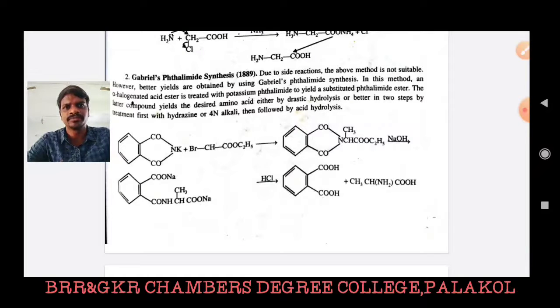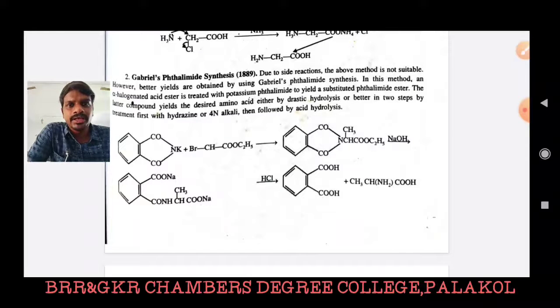In this method, an alpha halogenated acid or acid ester is treated with potassium phthalimide. Here the amino group is introduced to the carboxylic acid chain as a phthalimide, students. In the previous method, the nitrogen containing system is introduced as ammonia, so that we get side reactions. But here the nitrogen containing system is introduced as a phthalimide derivative.